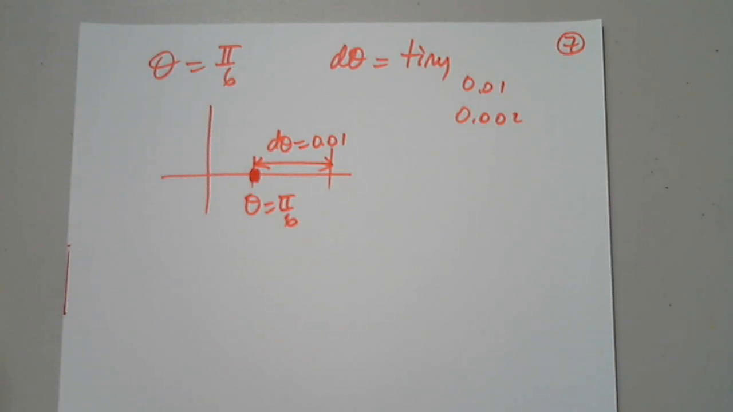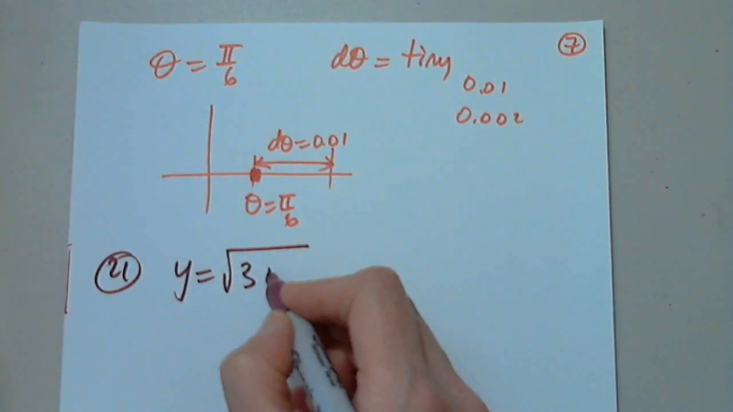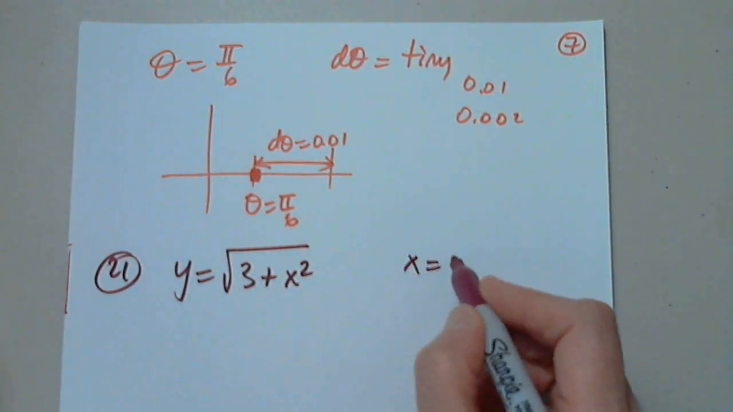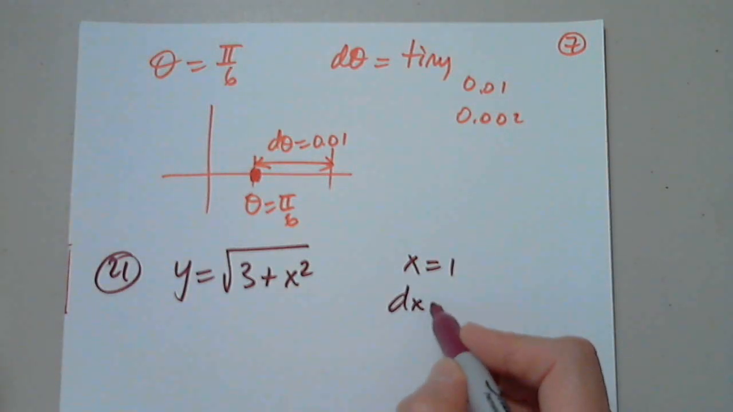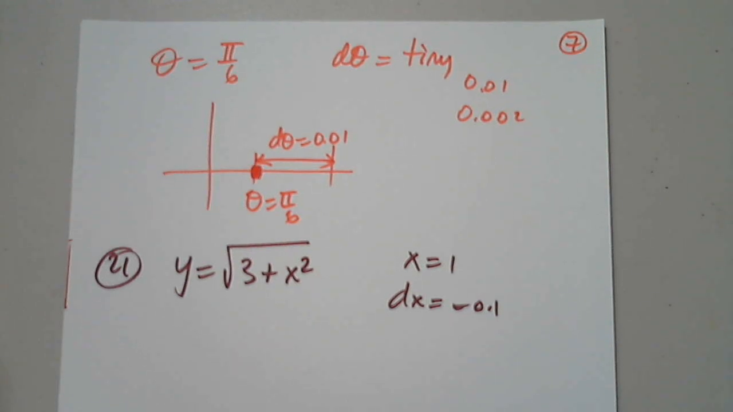Now, let's also evaluate one. I don't know, let's say 21. In 21, we have y equals the square root of 3 plus x squared. They say x equals 1, and dx is negative 0.1, tiny. It could be left or right of 1. It doesn't have to be to the right all the time, because the error can be in disadvantage, not always in advantage or plus, right?